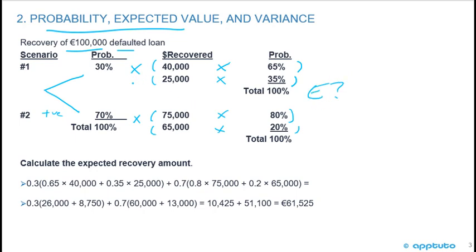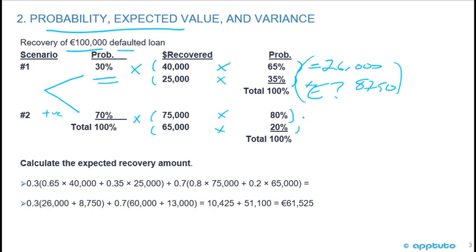Well, you can see while I was talking, I was tracing out the math for you. First of all, you're going to do 40,000 times 65%, and that's going to give you 26,000. Then you're going to do 25,000 times 35%, and that's going to give you 8,750. Then you add those two together and you multiply them by the 30%.